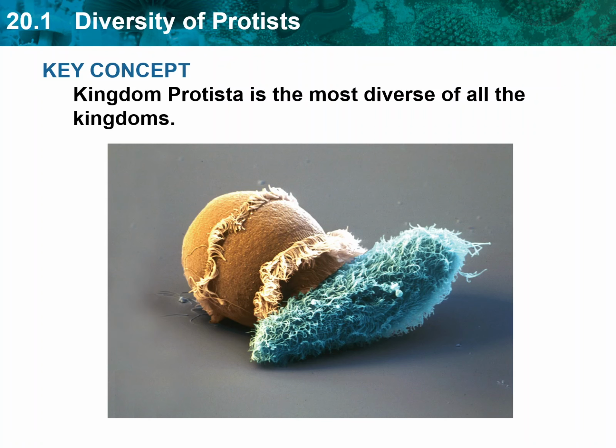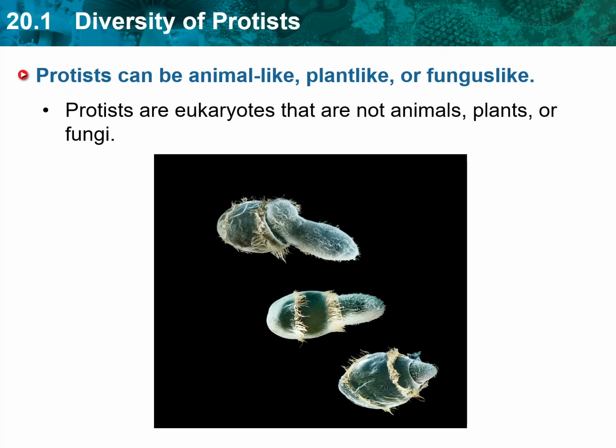The kingdom Protista includes a huge diversity of organisms in hundreds of phyla. Members of this kingdom are often simply called protists. A protist is a eukaryote that is not an animal, a plant, or a fungus. Although protists share some similarities with animals, plants, and fungi, they are different enough from each group that they do not fit in any of them.